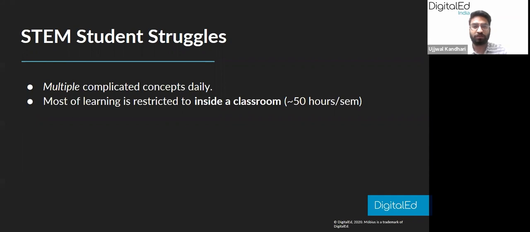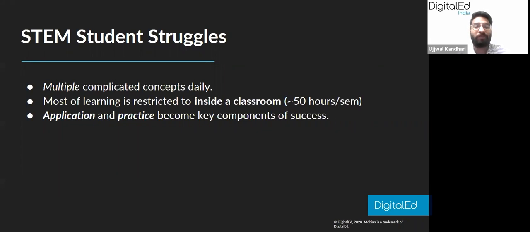And as teachers, you only have about 50 hours a semester for a course, and you are bifurcating that among about 50 students. So that doesn't really translate, or you're not able to provide as much support as you would want to in some cases. And because STEM courses are a lot more complicated, they need more application and practice so that the course becomes more successful. But as I mentioned earlier, you only have 50 hours to complete your course.